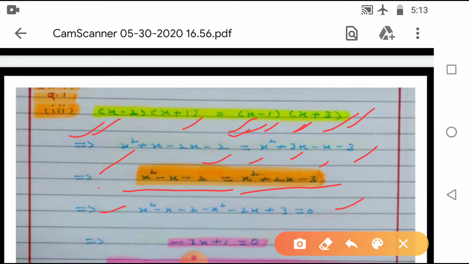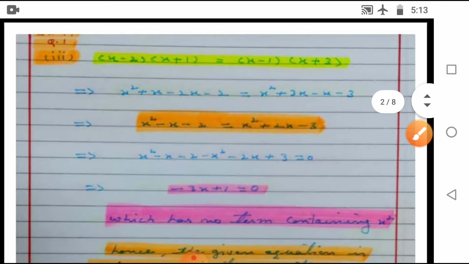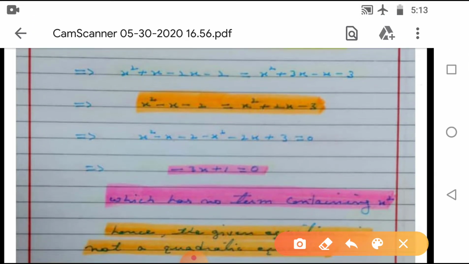Finally, we get x square minus x minus 2 minus x square minus 2x plus 3 is equal to 0, and minus 3x plus 1 is equal to 0. So, look at this equation. This equation is not in the form of ax square plus bx plus c is equal to 0. So, this equation is not a quadratic equation.